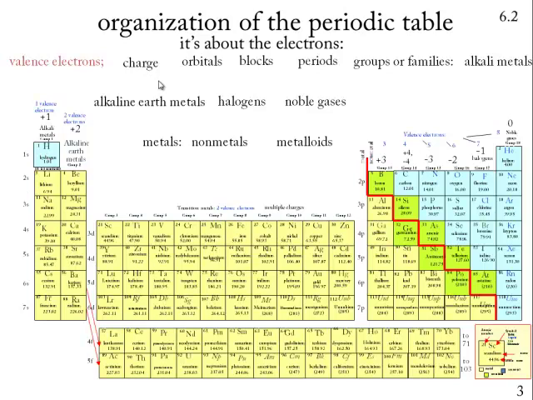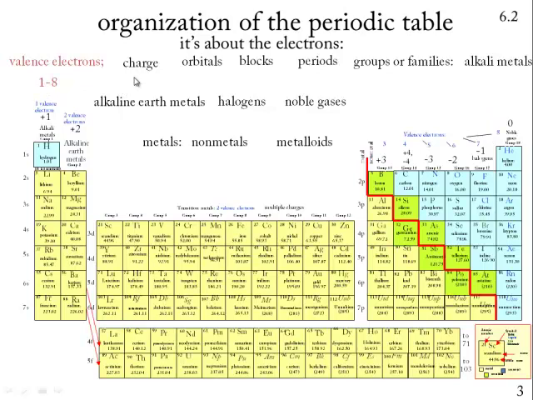Specifically, the columns all have the same number of valence electrons. And there they are listed right there. There they are, the valence electrons. And you see, if you look at it, it varies from 1 to 8. So please write 1 to 8 right there.